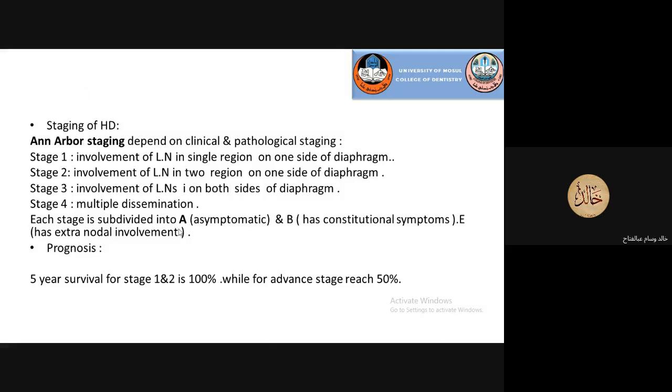The prognosis is usually good when we have stage 1 or stage 2 Hodgkin lymphoma, while in advanced stages, stage 3 or 4, it could reach 50% 5-year survival.